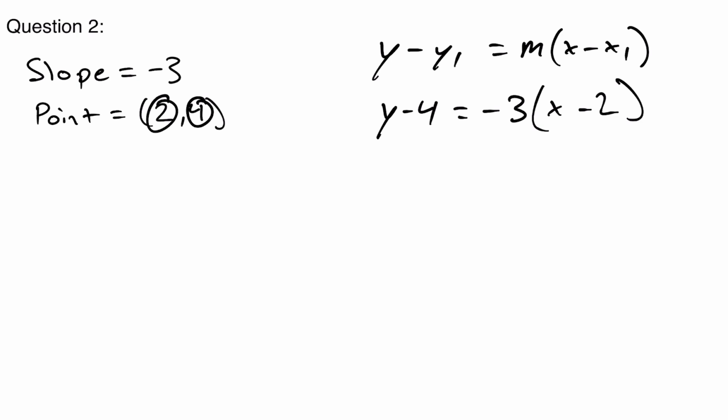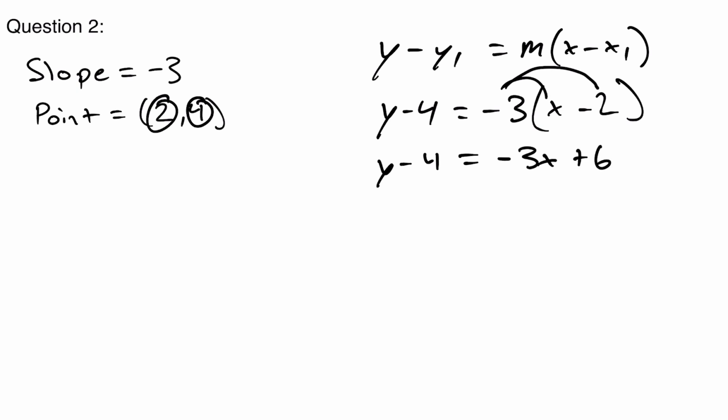So negative 3 times x. Actually, let's write our y first. So y minus 4 is equal to negative 3 times x, which is negative 3x. And then negative 3 times negative 2 is going to be equal to positive 6, as a negative times a negative is a positive. So negative 3x plus 6.